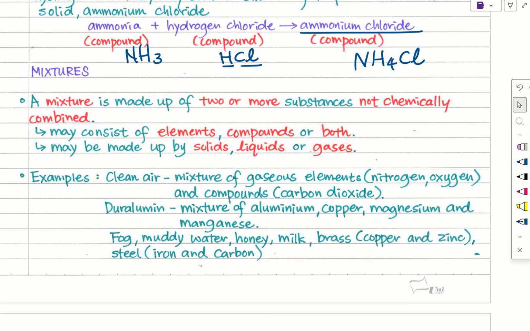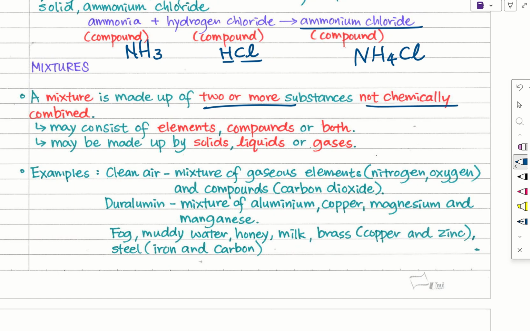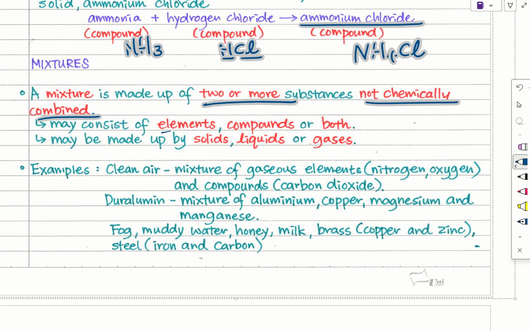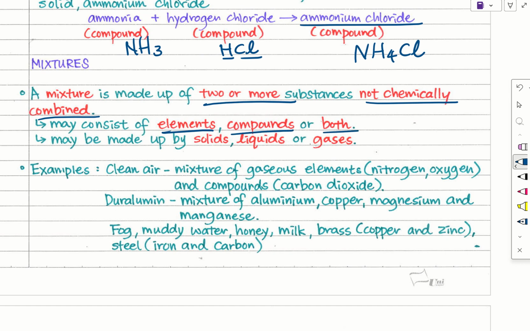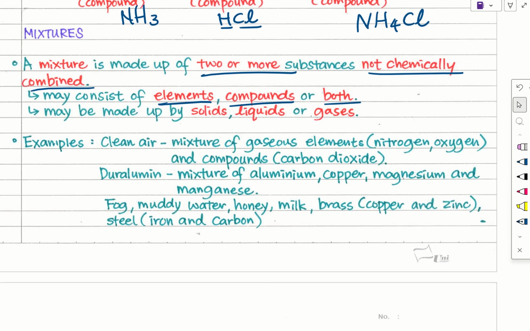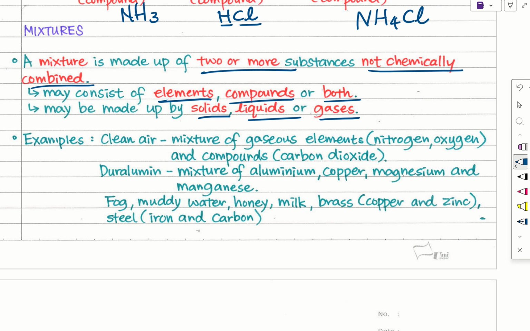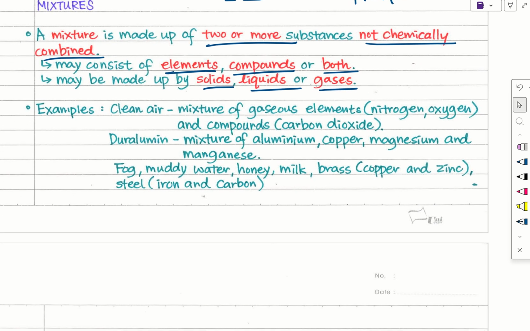Now, a mixture is made out of 2 or more substances not chemically combined. Just now we covered compounds, which are all chemically combined. So mixtures are not chemically combined. It may consist of elements, compounds, or both because it's a mixture. It may be made up of solids, liquids, or gases. Some of this you need to know.